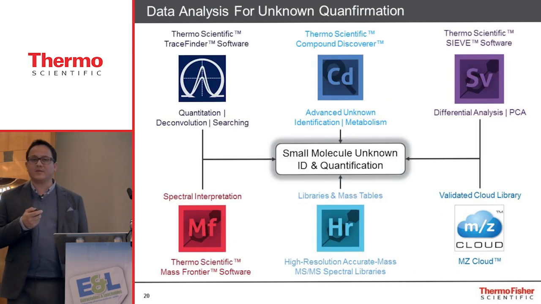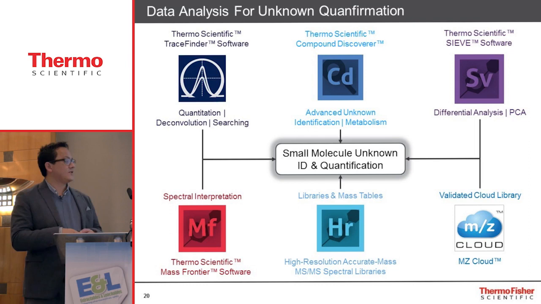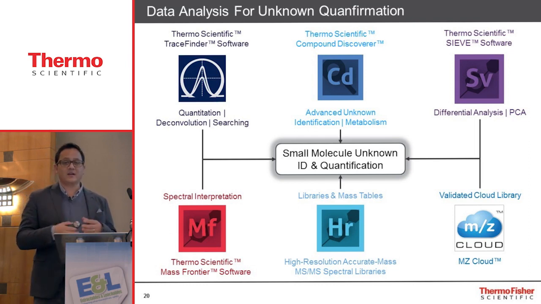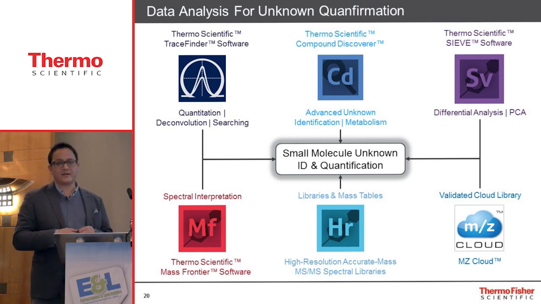Let's take a look at some of the data. To analyze the data at Thermo Fisher Scientific, we've got a range of software suites dependent on customer requirements and needs. I'm going to be talking about TraceFinder, which comes as standard with our Exactive GC instrument. This is both for quantitation and unknown ID, or Quanfirmation as we like to call it.